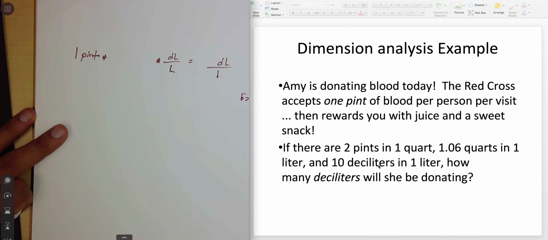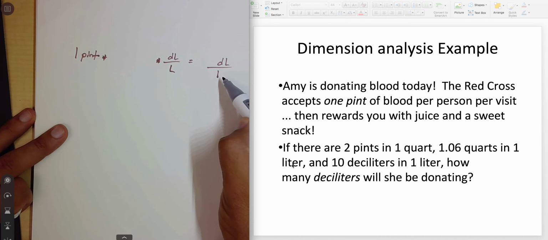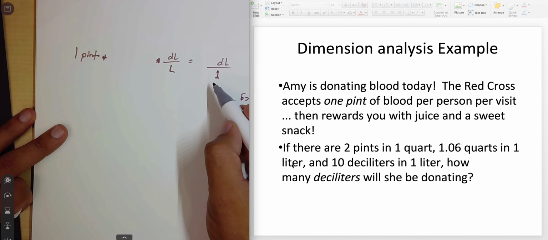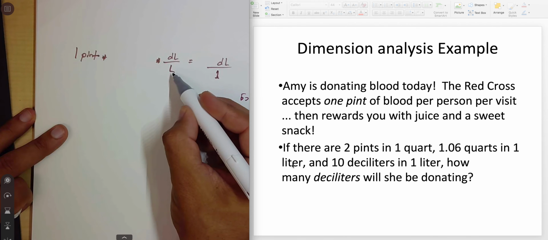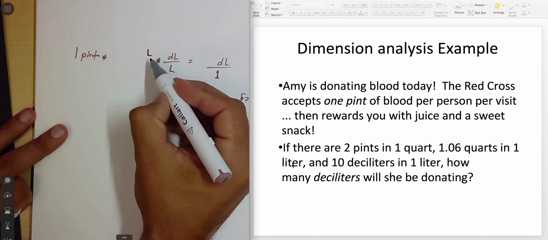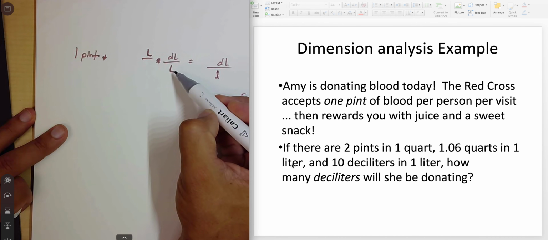So let's work our way backward through our problem. I need to get rid of liters. I can't have liters in my final answer because this is deciliters over 1, not deciliters over liter. So what do I need to do to this liter? I need to get rid of it, and in order to do that, I'm going to cross cancel it. So liters and liters now cross cancel. This is all set up.